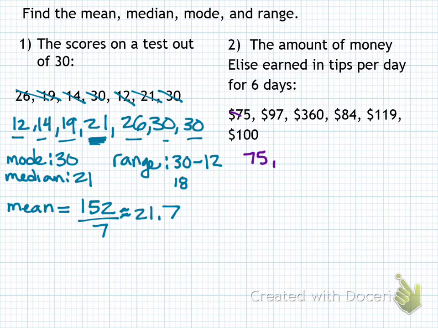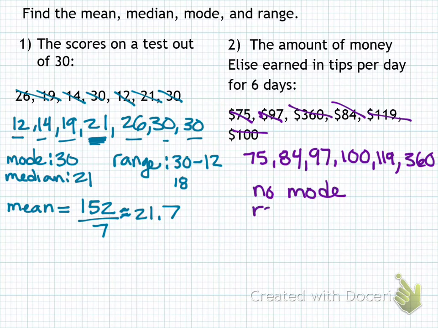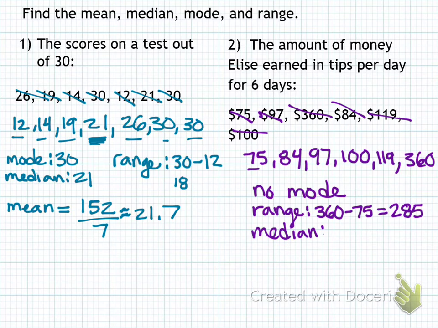Okay, for number 2, I'm going to start again by arranging these from least to greatest. And if I'm looking for the mode, I don't see any number repeated, so there's no mode. And then for the range, I could do the biggest minus the smallest. That gives me 285. The median, if I go towards the middle, I have 2 numbers here, okay? So if you remember from the definition, when I have 2 middle entries, I have to take their average. So I do 97 plus 100 and divide by 2, which is going to give me 98.5.